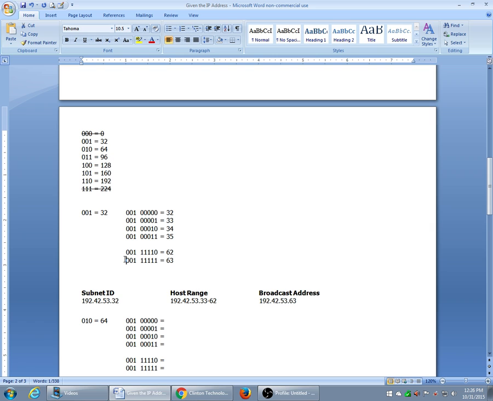I come back up here, I verify that yes, my 63 is the number that, when I'm looking at just the network portion of the address, has all ones. And the host range is everything in between, right? Starting from 33 all the way up to 62. So I'm writing it out this way, just like I did for the regular network stuff. All right, let's move on to the next subnet.